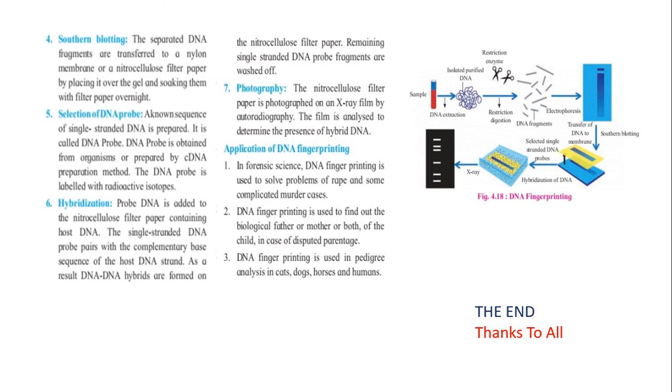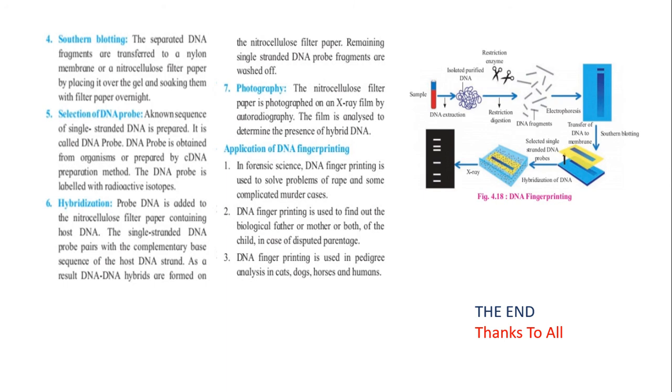Number seven, photography. The nitrocellulose filter paper is photographed on X-ray film by radiography. The film is analyzed to determine the presence of hybrid DNA, and this is the DNA fingerprint as shown in the figure. And the last topic of this chapter is applications of DNA fingerprinting.